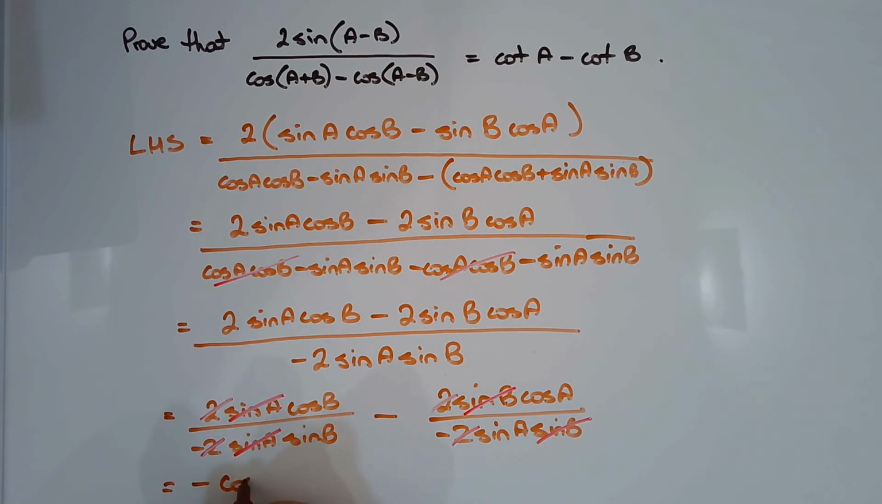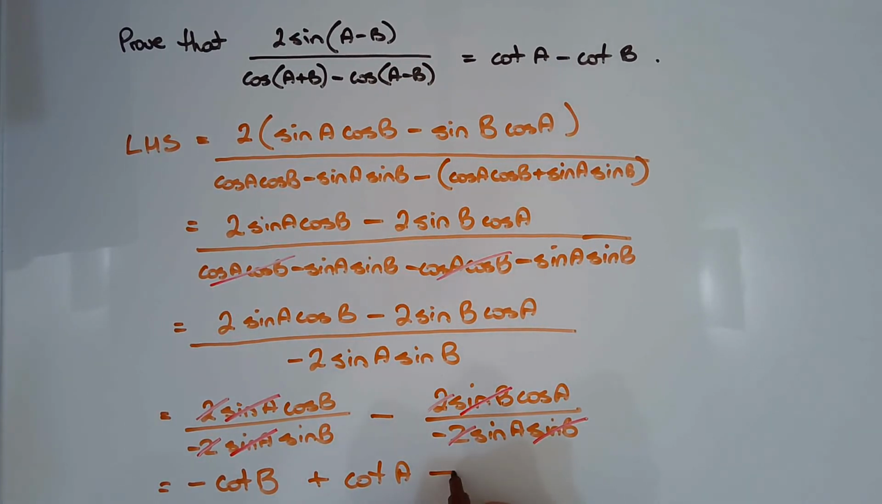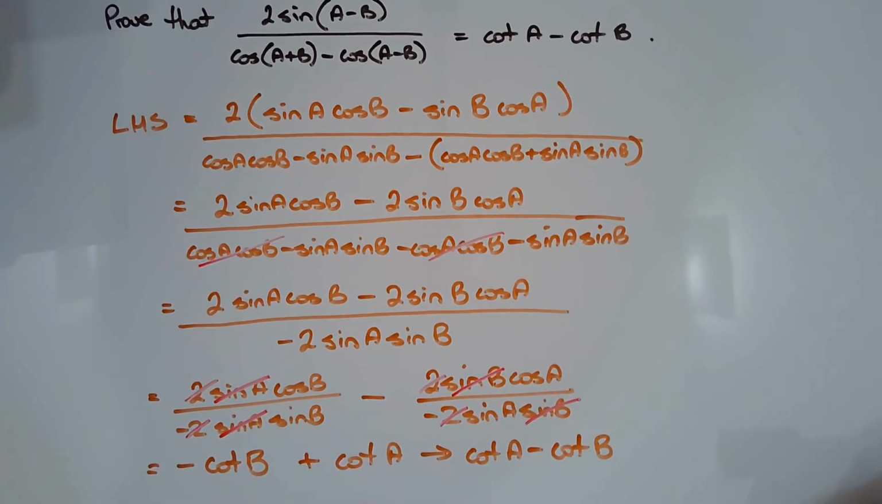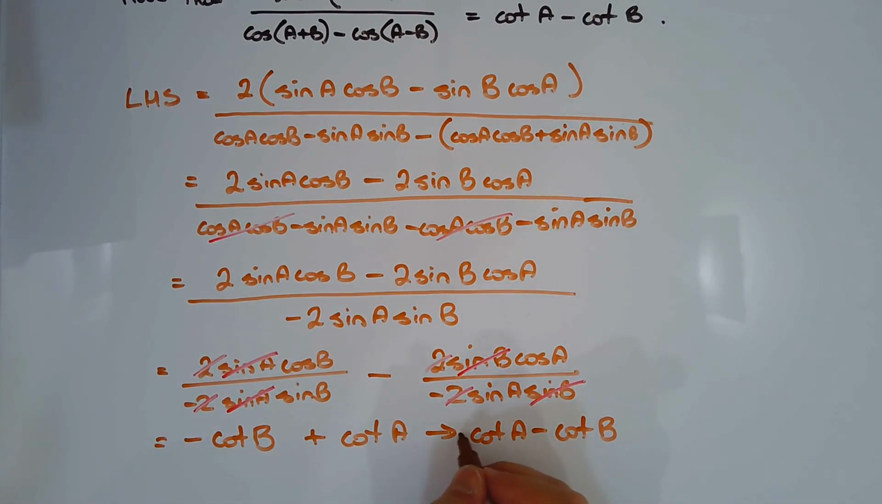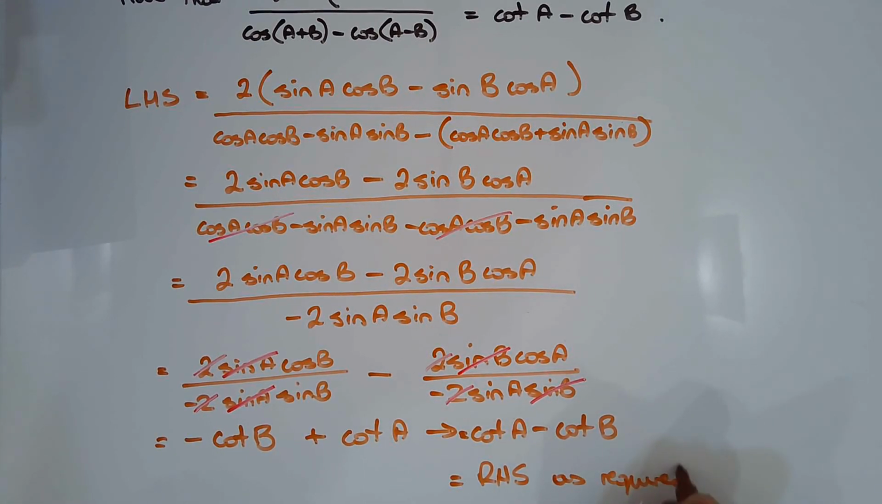so that's equal to negative cot b plus cot a. And of course we can change the order of things. So that's equal to cot a minus cot b, and that's equal to the right-hand side as required.